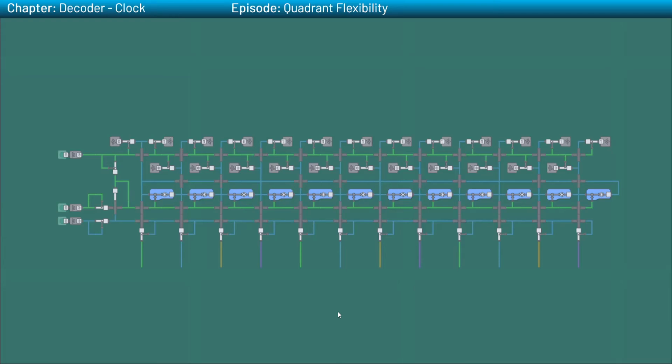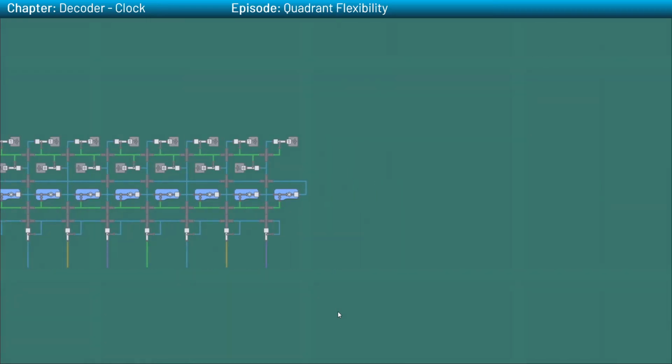Now, in order to know which of these value sets we need to load into the cycler, we need to be able to determine how many quadrants any given layer has, right? And how could we count that? Well, here's what I came up with.